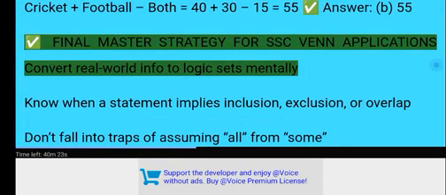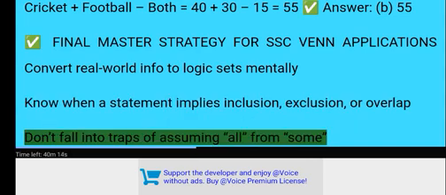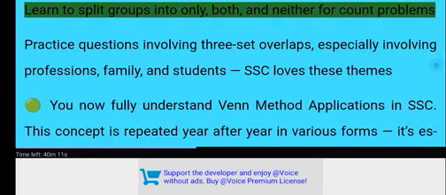Final master strategy for SSC Venn applications. Convert real world info to logic sets mentally. Know when a statement implies inclusion, exclusion, or overlap. Don't fall into traps of assuming all from some. Learn to split groups into only, both, and neither for count problems.